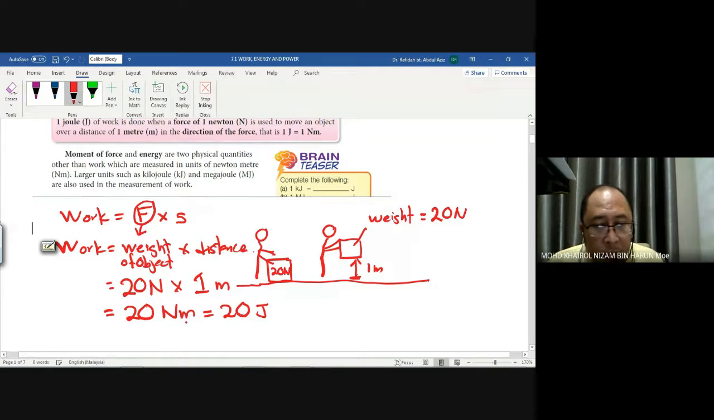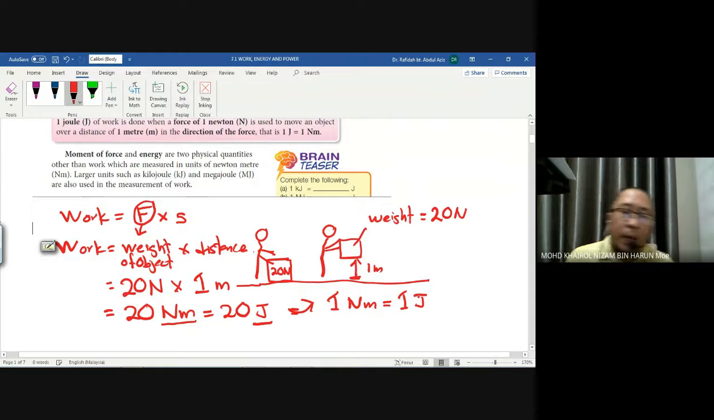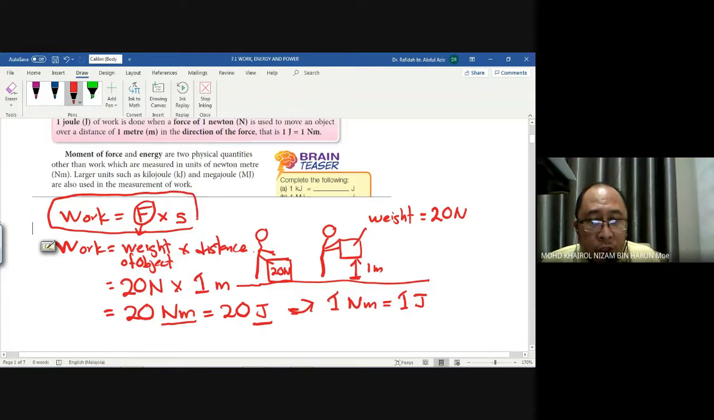So the work done by this person in this activity is 20 Newton meter, which equals 20 joule. Newton meter is the same unit as joule. So from here we must know that 1 Newton meter equals 1 joule. This is how to calculate the work done by this activity. So work equals force times displacement, the distance taken by the object.